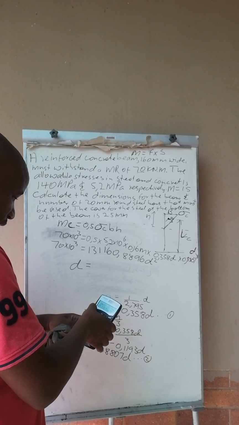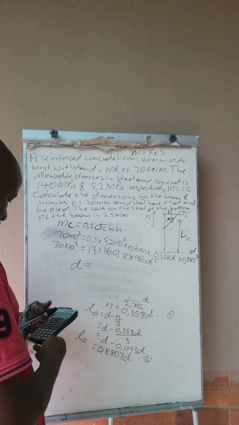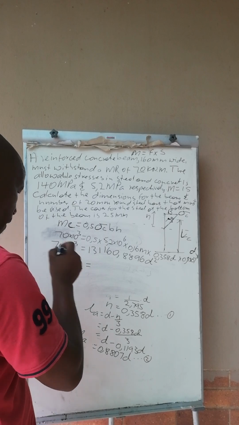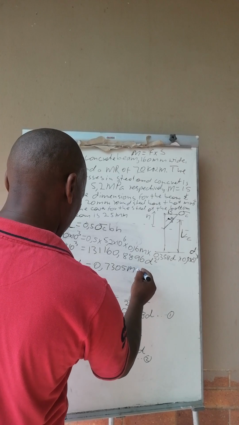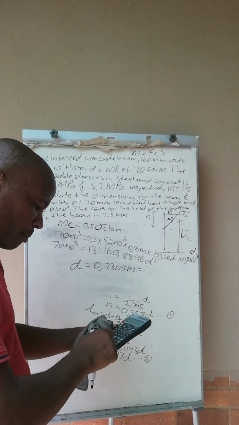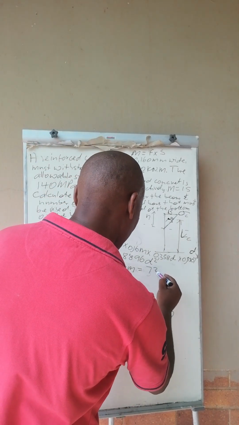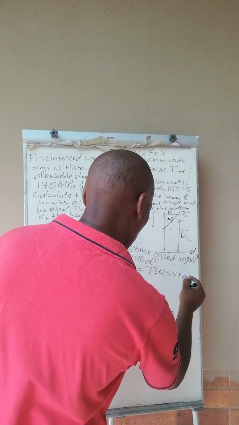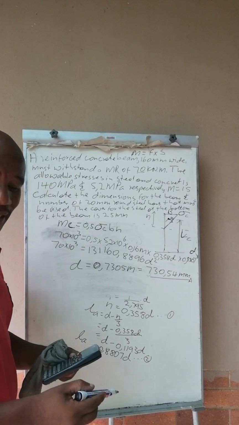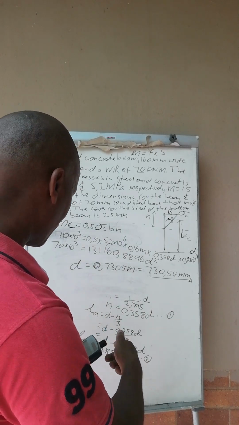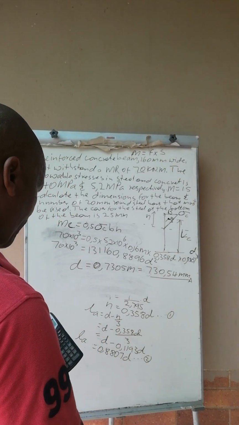Then take the square root of that answer. It is equal to 0.7305 meters, which is the same as, if we multiply by 1,000 to convert it to millimeters, 730.5 millimeters. Why do we convert it this way? Normally we don't like zeros in engineering. This is the effective depth of that particular reinforced concrete beam.